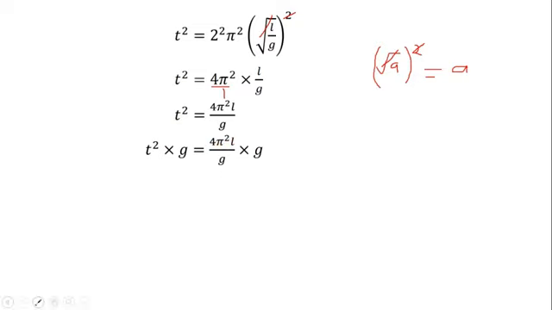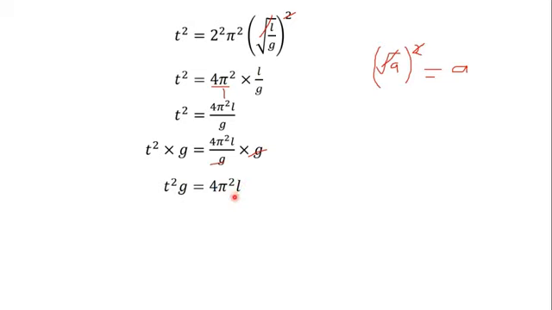Now when you do that, you can see that we will have G cancelling G, so the fraction is also gone. T squared times G will give us T squared G. Now we have 4 pi squared L because the G and G have cancelled each other out. We want to make L the subject. What is attached to L is 4 pi squared. What do we do? We divide both sides by the numbers attached to L. So we divide both sides by 4 pi squared.